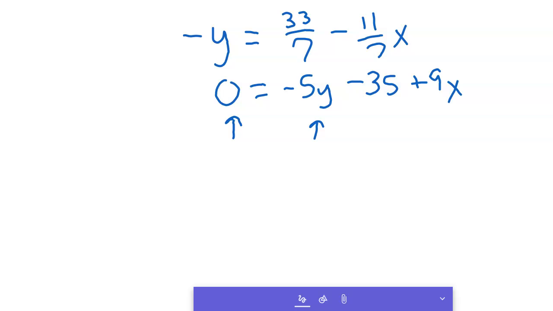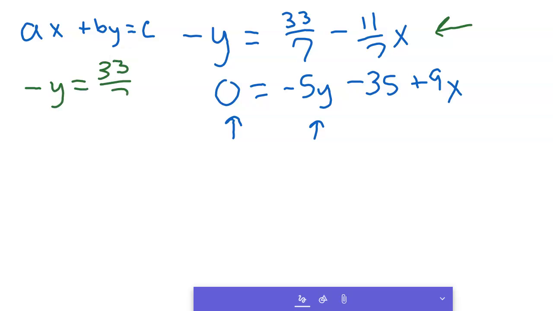So what I like to do is put everything in what's called standard form: ax plus by equals c. I move all my variables left and all my numbers right. That's the form I'm going to want. So we'll look at this first equation here, and I'm just going to manipulate it a little off to the side. You've got negative y equals 33 sevenths minus 11 sevenths x.